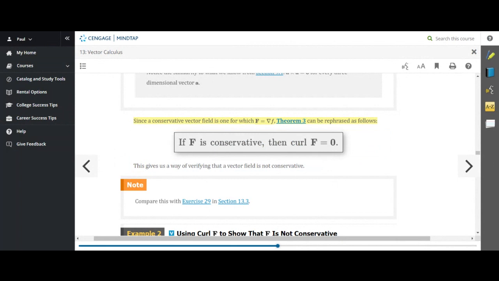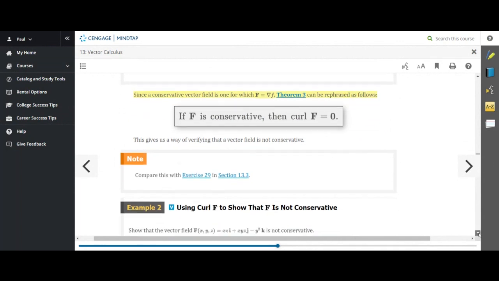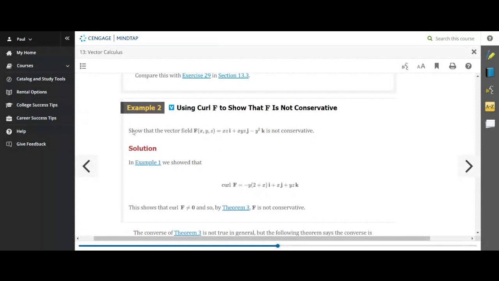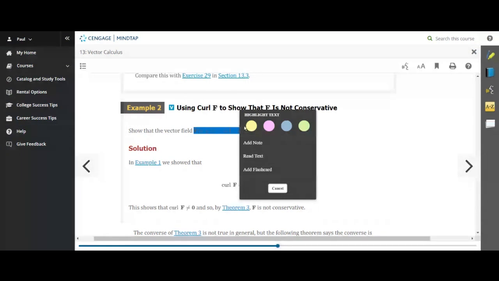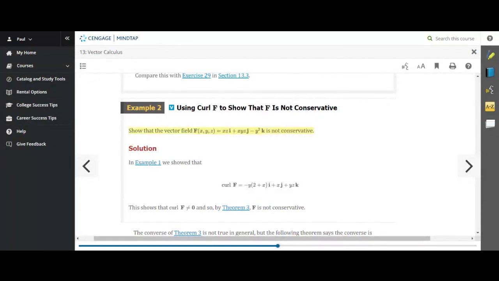For instance, in example 2, and I'll sum up in a few minutes, thank you for staying a few extra minutes, they say, show that a vector field f is not conservative. Well, all you do is find the curl of the vector field, and they did that in example 1, and the curl of the vector field was not equal to the zero vector. So this shows that the vector field f is not conservative.